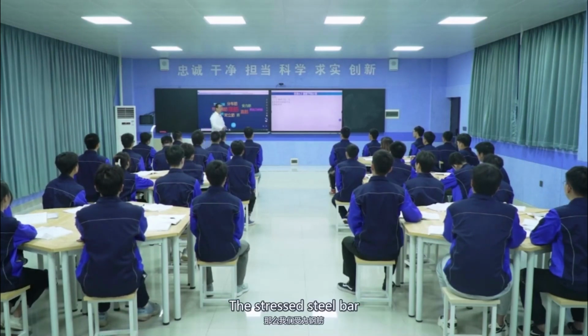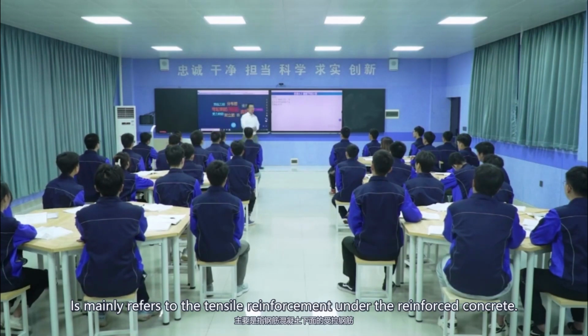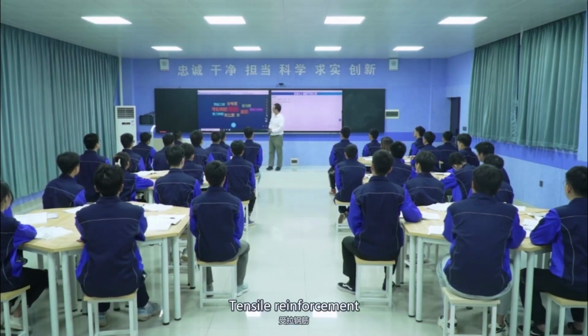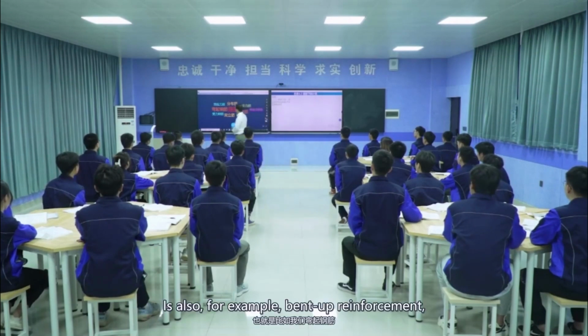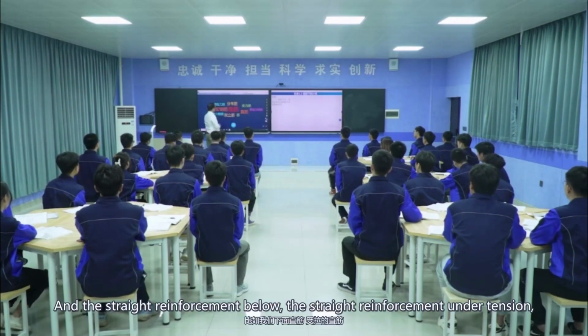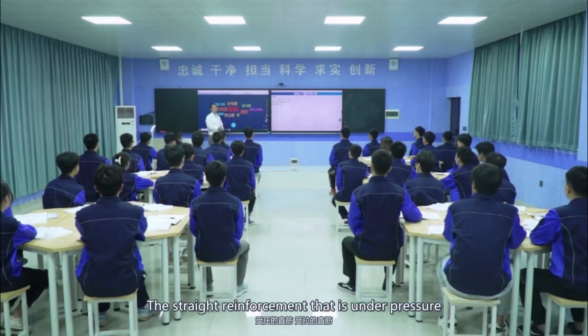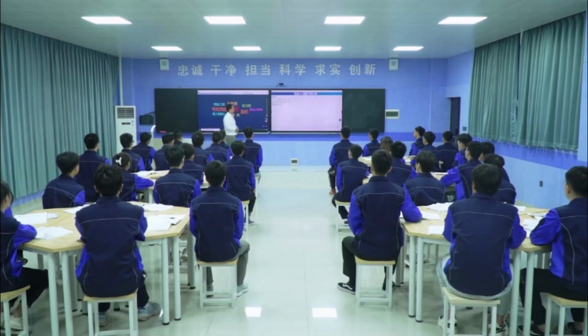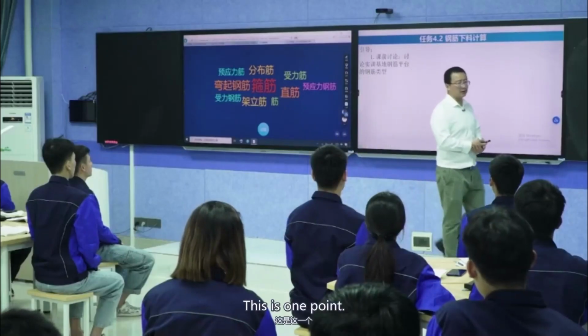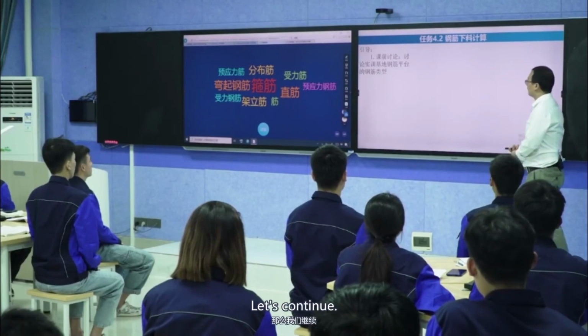The stressed steel bar mainly refers to the tensile reinforcement in the reinforced concrete. Tensile reinforcement includes, for example, bent-up reinforcement and the straight reinforcement below, which is under tension. The straight reinforcement that is under compression belongs to the erection bar. This is one point. Let's continue.